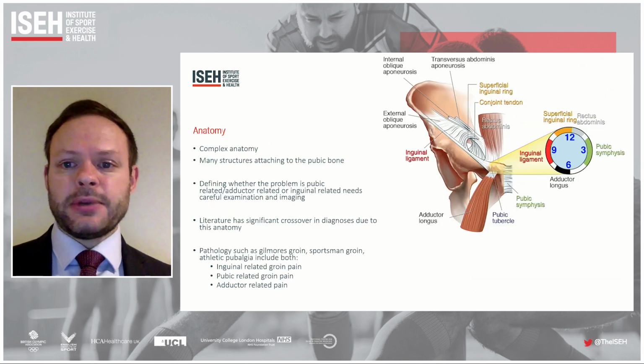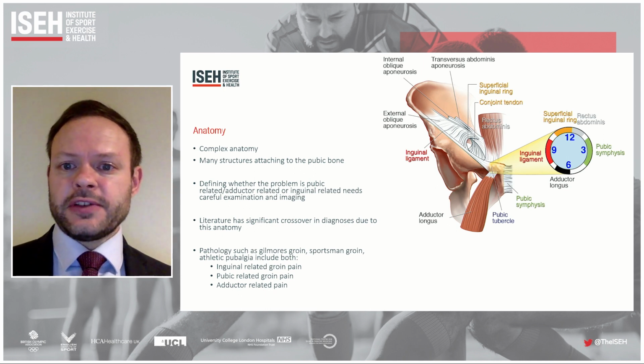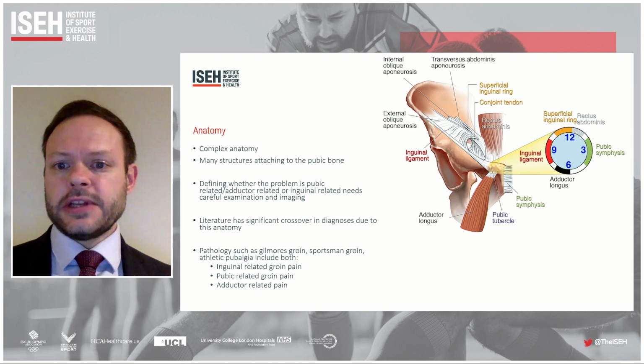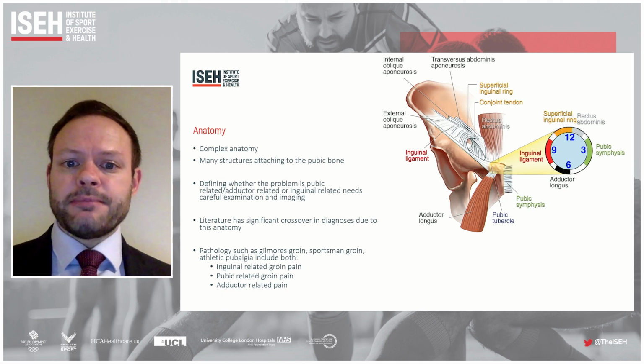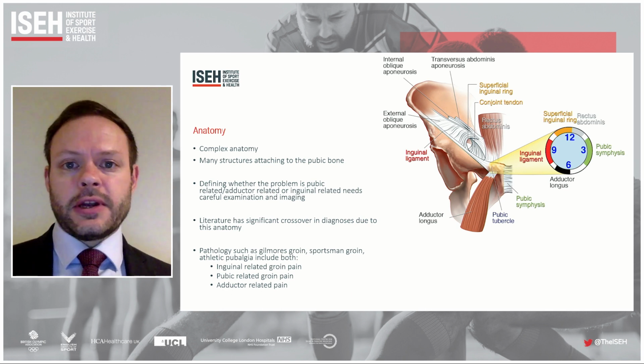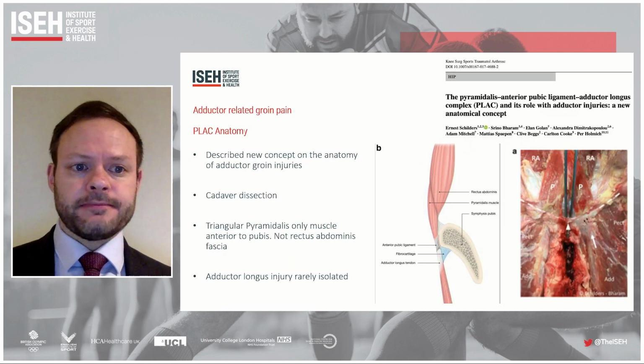The anatomy is very complex and we need to know it to diagnose the problem. As you can see from this clock face in the diagram, it shows how close relation there is from the inguinal ligament to the adductor longus tendon and the rectus abdominis and pubic bone. And that makes diagnosing these problems very difficult, and probably why we've had so many terms like sportsman groin, Gilmore's groin, and athletic pubalgia in the past. So we need to try and go into that and figure out exactly how we define the problems and what type of issues we see in that area.